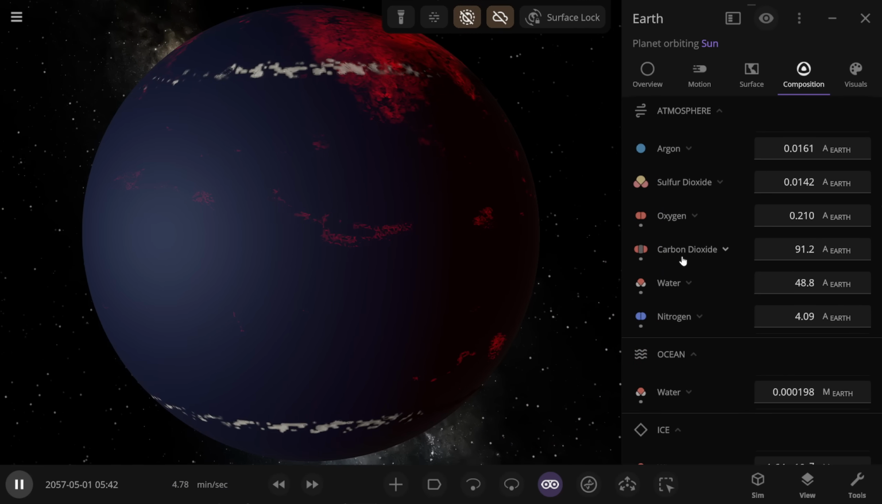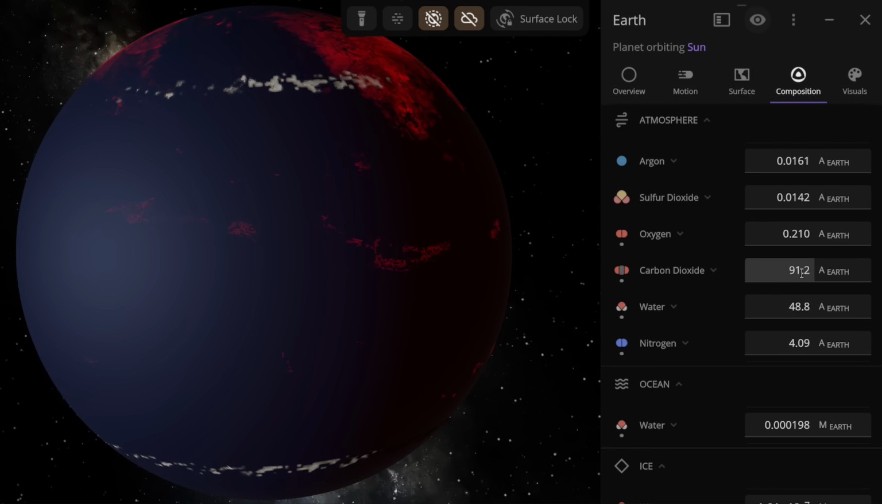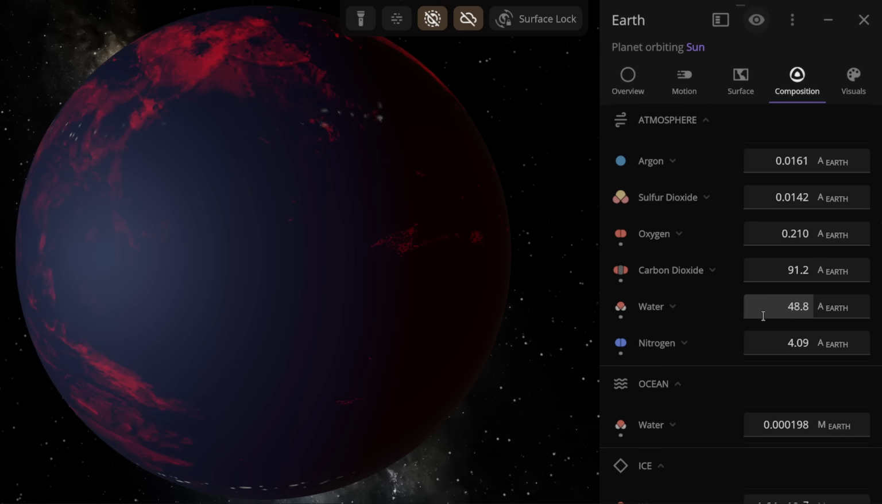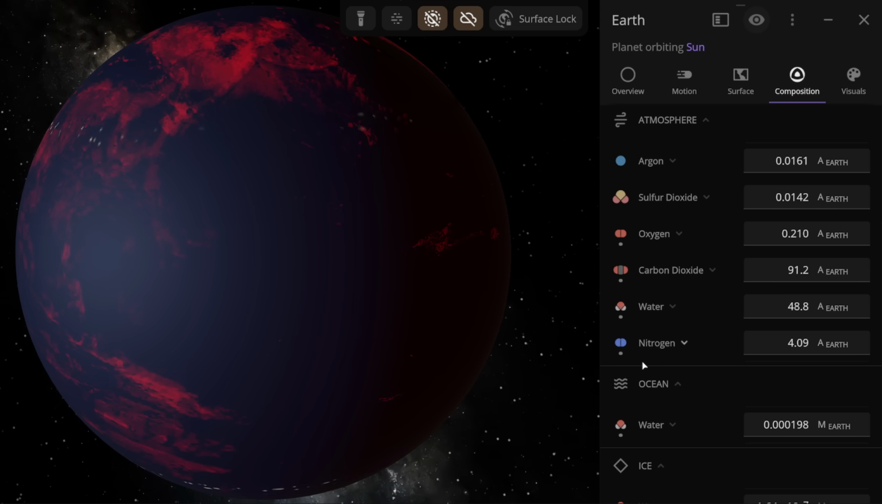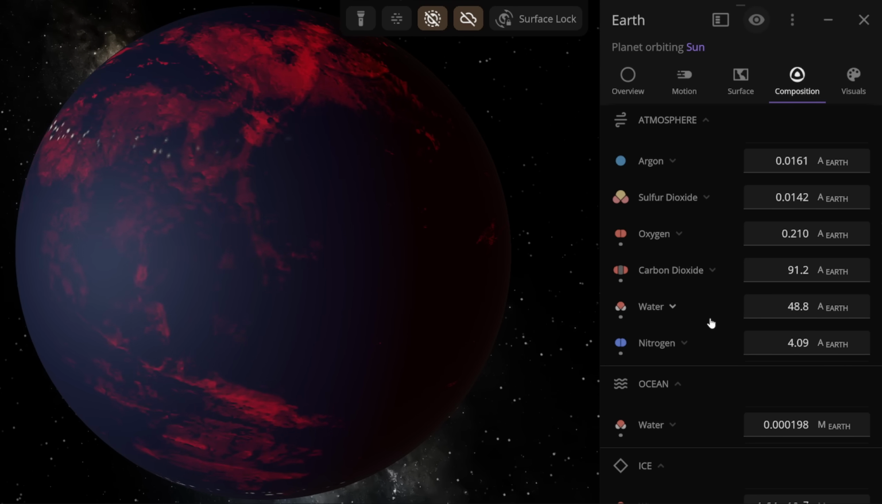Well, if we look closely at the atmosphere, I notice one thing. The carbon dioxide concentration on Earth has increased significantly to over 91 Earth atmospheres. And there's a lot of water vapor, almost 49 Earth atmospheres. And nitrogen has increased to 4 Earth atmospheres. Well, all of this came from Venus, that's obvious.